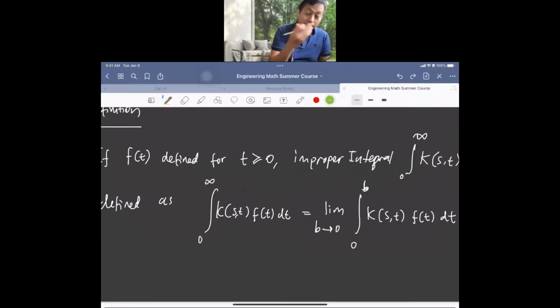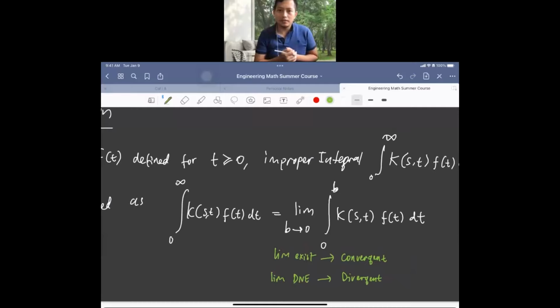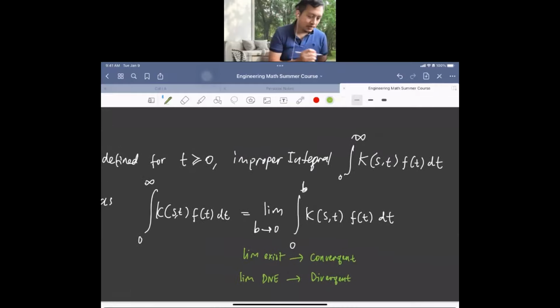When you deal with improper integrals in your calculus, we say that if the limit exists, then the integral is convergent, and if the limit doesn't exist, then it's divergent. Well, in our discussion today, this limit will exist in general for certain values of the variable s. And now we need to decide that the Laplace transform is just a specific choice of function for k.